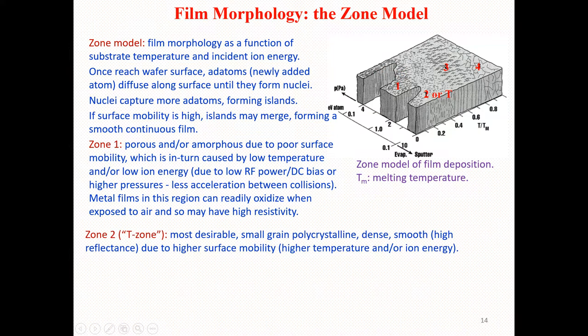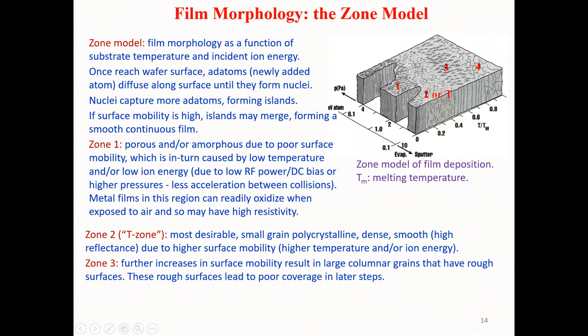What happens in zone two, which we also call the T zone? It is the most desirable zone. You can see it here, this particular area, and we say it is more desirable because here we have small-grain polycrystalline, dense film with a smooth surface, which has high reflectance due to high surface mobility, that is, high temperature or ion energy.